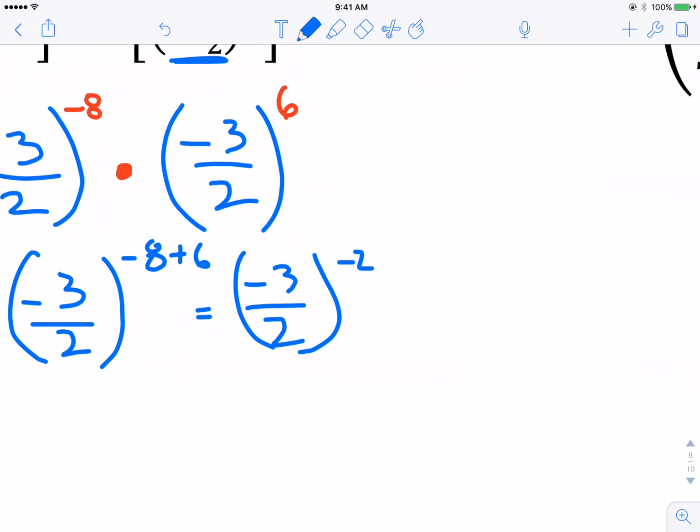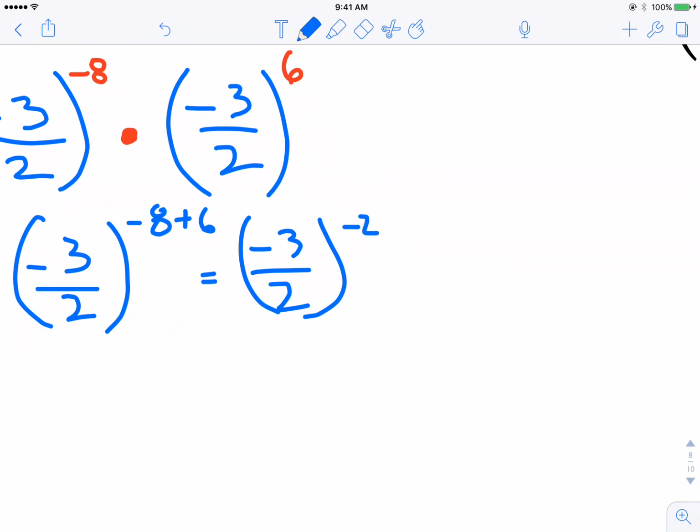And of course you would hope to be done, but remember I said that you cannot or you should not have negative exponents as an answer. So I go back and I revisit my negative exponent rule. A negative exponent tells me I need to flip the base fraction. So this is going to flip. This is going to become 2 over negative 3, all raised to the power, and I change the sign of my exponent, 2.